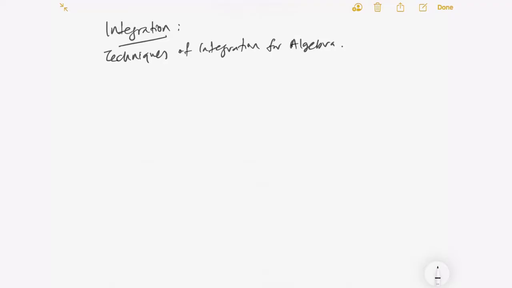Hi guys, in this video we're going to talk about techniques of integration for algebra. Now, there are 5 techniques of integration for basic algebra. The first one is when you integrate a constant k, you always get kx plus c. Example, if you integrate number 5, we'll get 5x plus c.